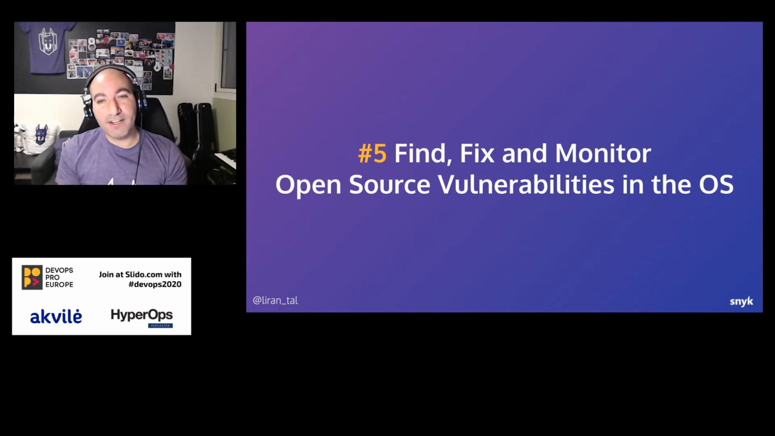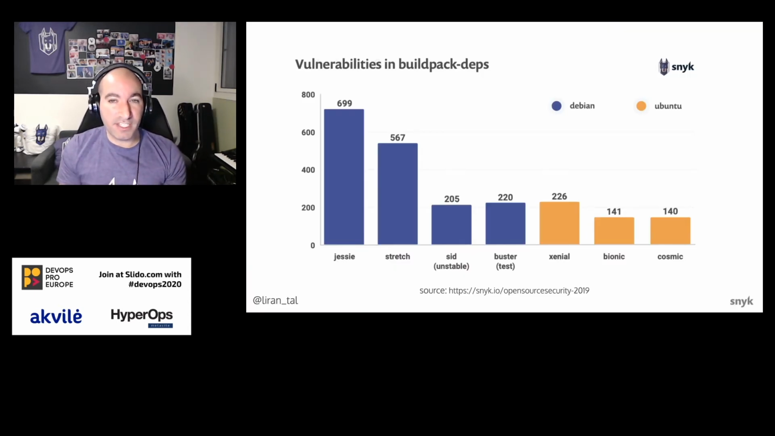Let's talk about finding, fixing, and monitoring those open source vulnerabilities in the OS, in our containers. Why is this even important? We've seen Node, by default with the latest tag, has almost 600 vulnerabilities in it just by default when you use it. And if you understand closely how Docker images, or those base images that you base your project on, are built, it's interesting to understand why those vulnerabilities actually come into play.